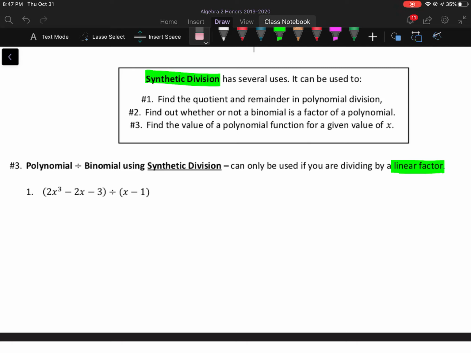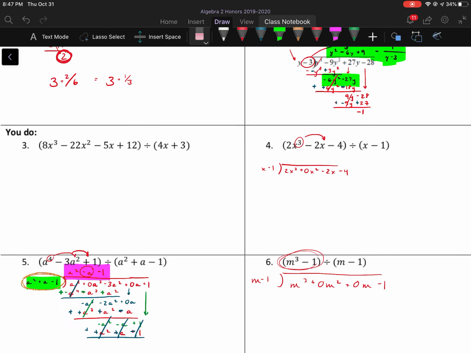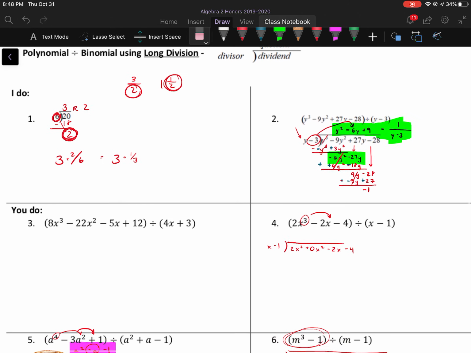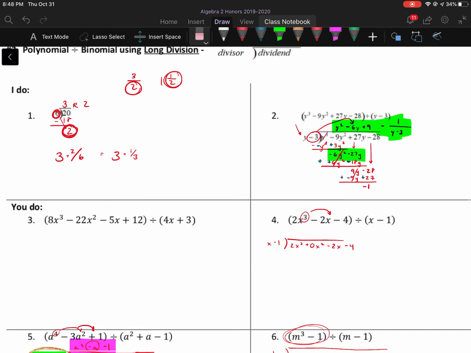Alright guys, my last thing I have for you is all about something called synthetic division. Now if you ask any of your friends or your siblings or anyone who's taken a math class above Algebra 2, they'll tell you they really like synthetic division because it's a lot easier than long division. It's much quicker and it's much cleaner because it actually avoids all the variables.